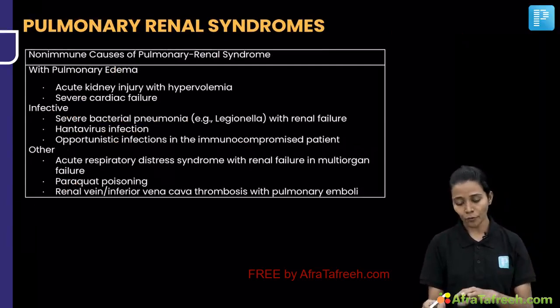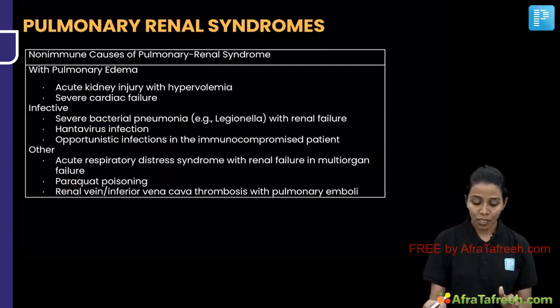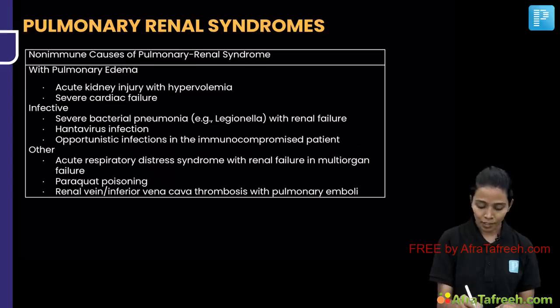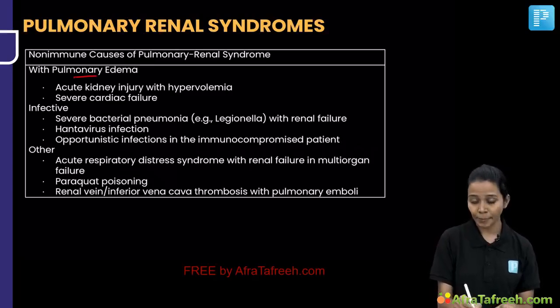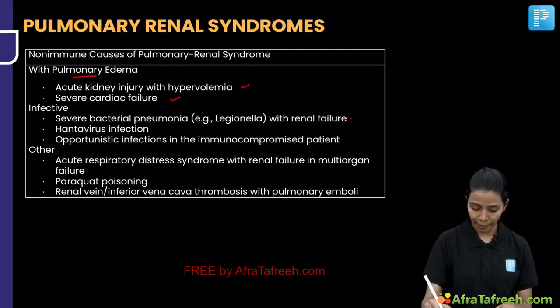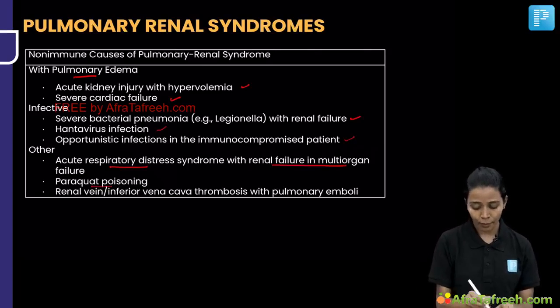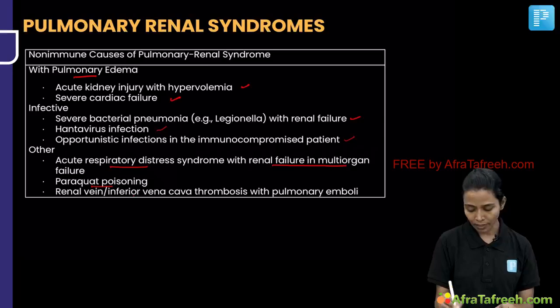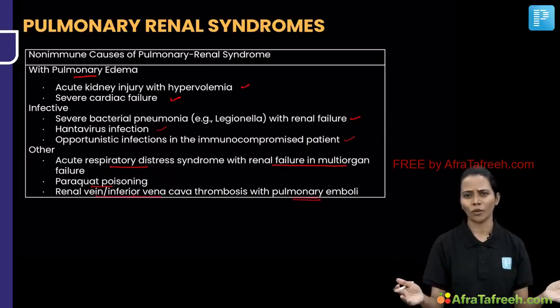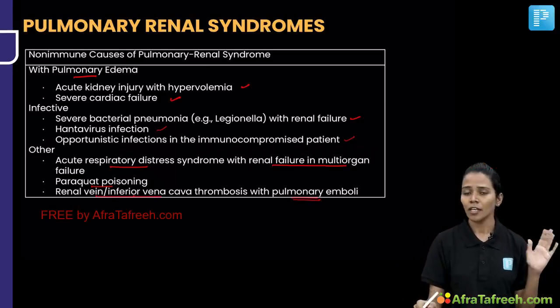So we know it can be because of autoimmune causes and non-autoimmune causes. The non-autoimmune causes mainly causing pulmonary renal syndrome are, if it's with pulmonary edema, AKI with hypervolemia, severe cardiac failure, or infective causes, which can be bacterial, viral, or opportunistic infection. Or it can be other causes, like ARDS with renal failure in multi-organ failure, paraquat poisoning, or pulmonary embolus with some renal vein or inferior vena cava thrombosis. So these are all the non-immune causes. There are many non-immune causes.